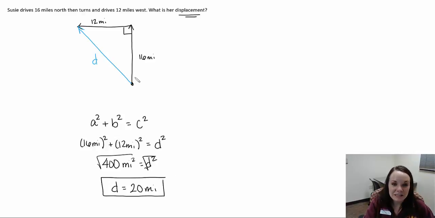So when you're asked to find displacement, all you need to remember is that it's the straight line distance between her initial and her final point.